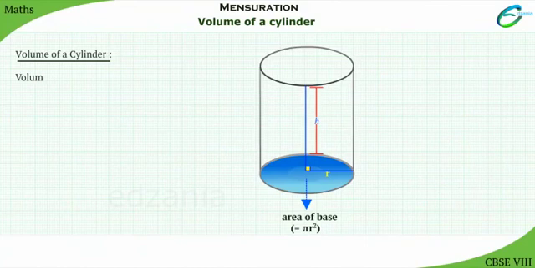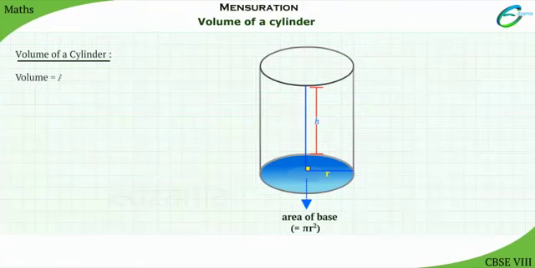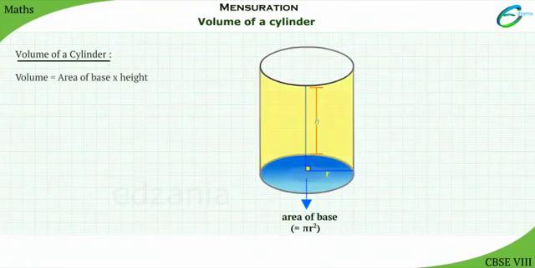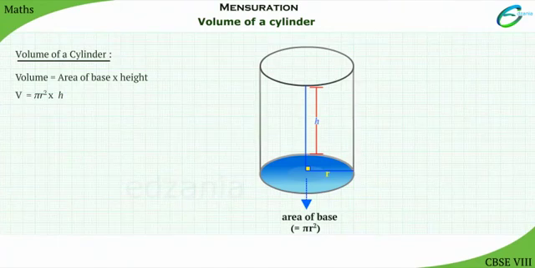Thus, the volume of a cylinder is the product of the area of its base and height. Therefore, the volume of a cylinder is given as V is equal to pi into r square h, where r is the radius of the base of the cylinder and h is the height of the cylinder.